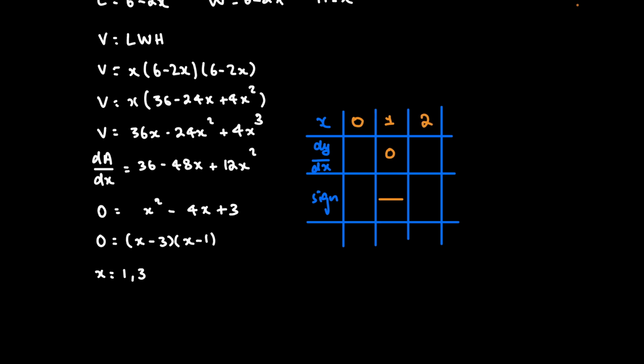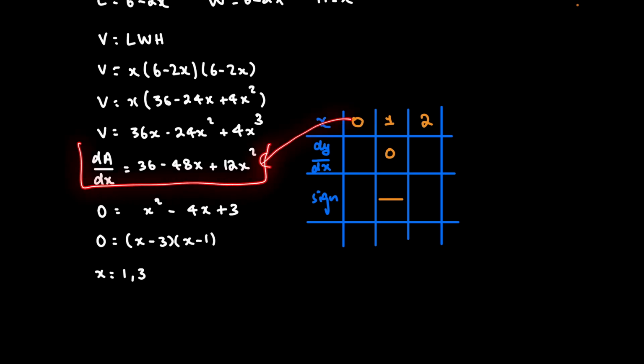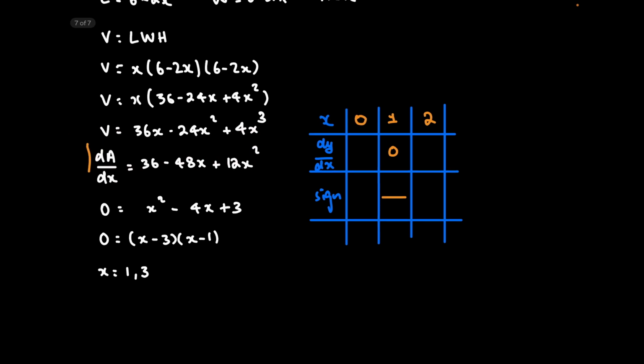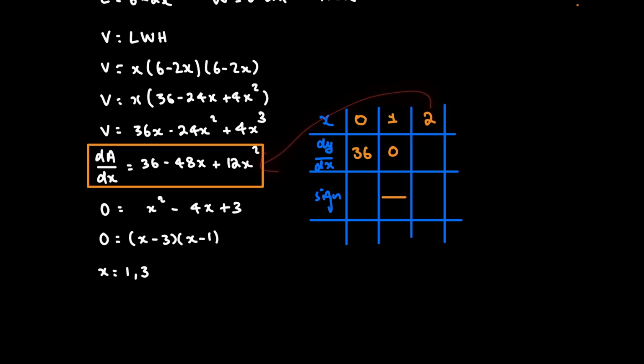So the derivative when x equals 0, I can simply work that out by plugging it into my derivative equation. I'm going to highlight this equation just to make life a little simpler. So to work out the derivative when x equals 0, sub in x equals 0, and we get that the derivative is simply 36. Then when x equals 2, just sub in x equals 2, and we can work it out.